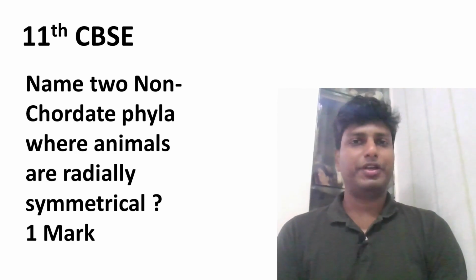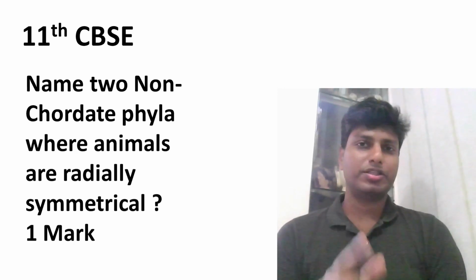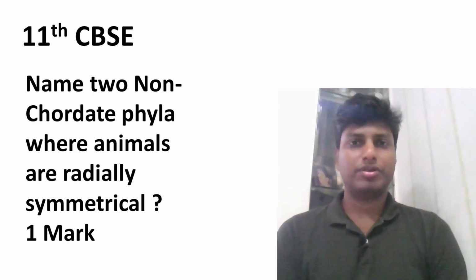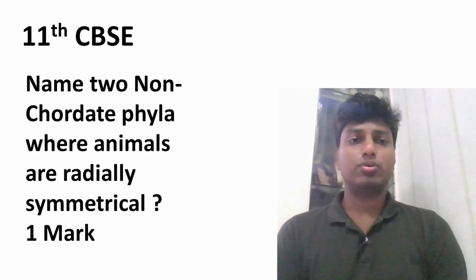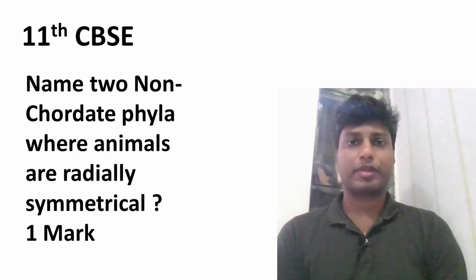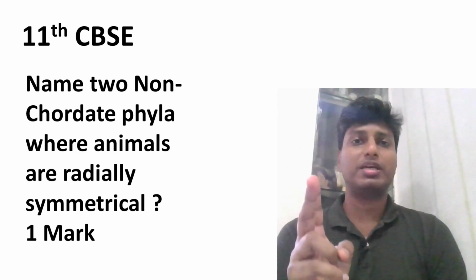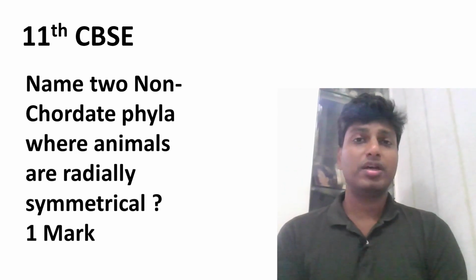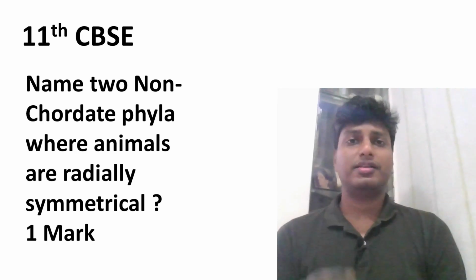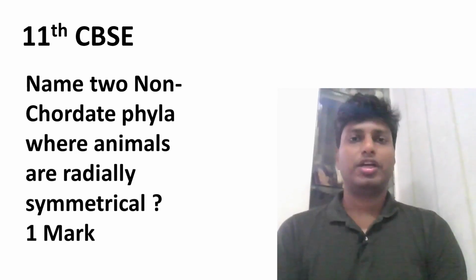In today's video, I will be covering one important biology question which has appeared in 11th standard CBSE examination. So dear students, the question is, name two non-chordate phyla where animals are radially symmetrical. So we have to give two examples of non-chordate phyla which are showing radially symmetrical bodies. This question is from the chapter Kingdom Animalia and was asked for 1 mark. So let's start with the video, dear students.